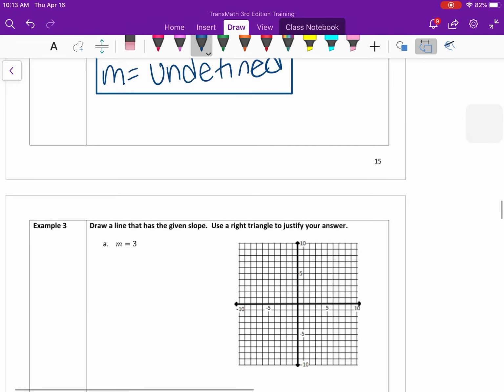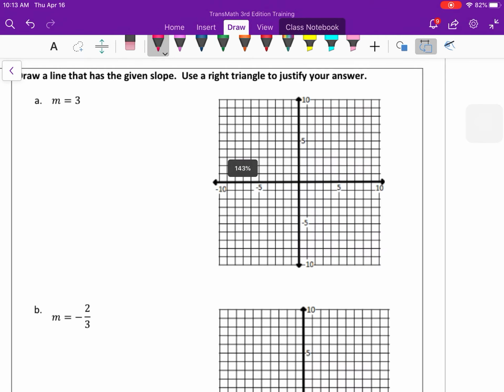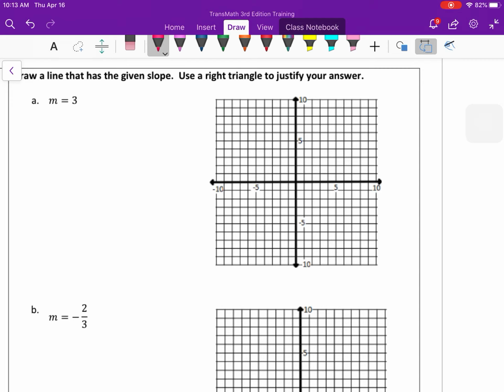All right, the last 3 examples we're going to do is drawing a line that has the given slope. So I'm just going to start at the origin. So I'm going to start at 0, 0. So I'm going to pick a first point, 0, 0. And then I have to do a slope of 3. A slope of 3 means the same thing as 3 over 1, which means you're going to go up 3 and over 1 because it's a vertical change over horizontal change.